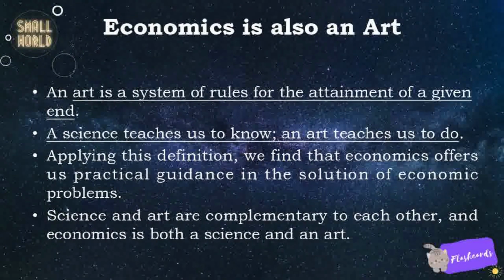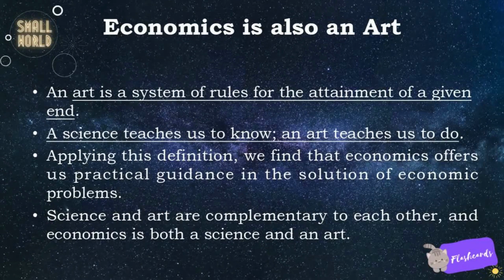Economics is also an art. An art is a system of rules for the attainment of a given end. A science teaches us to know, an art teaches us to do. Applying this definition, we find that economics offers us practical guidance in the solution of economic problems. Science and art are complementary to each other, and economics is both a science and an art.